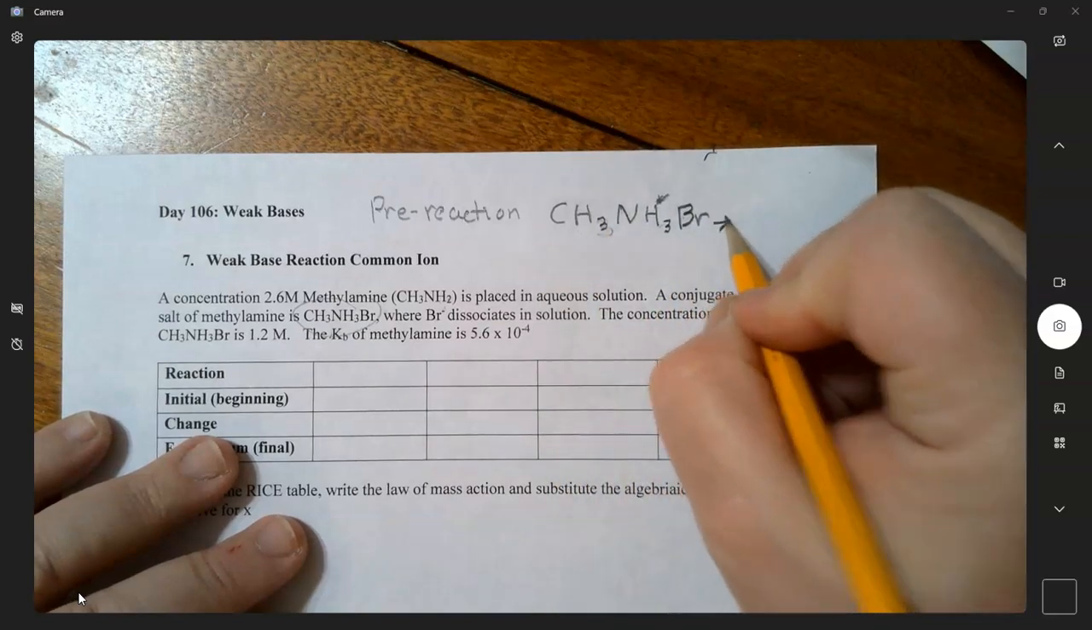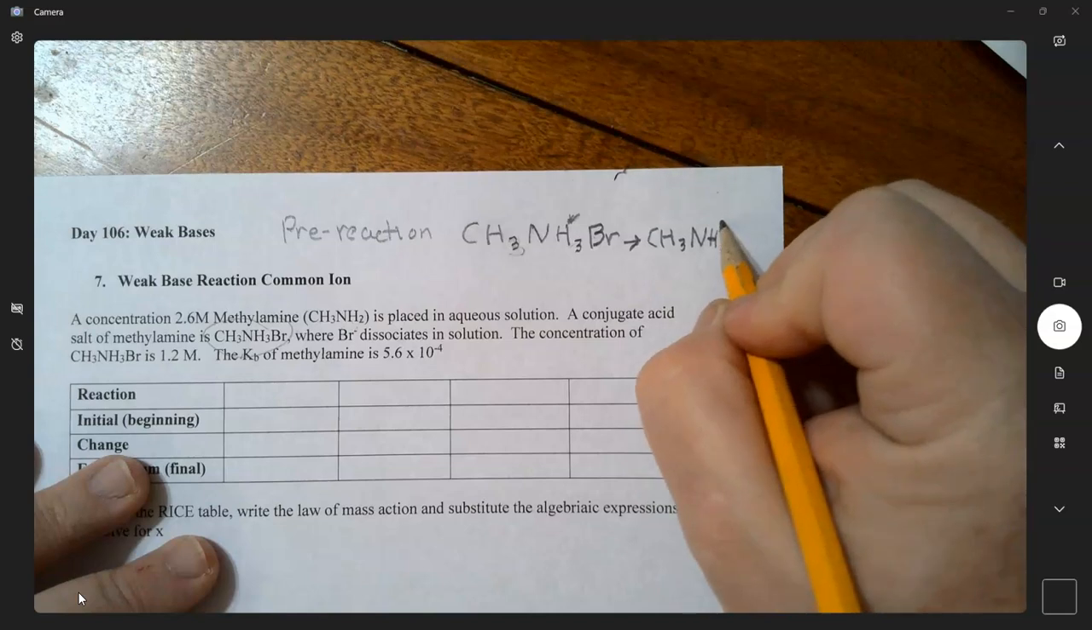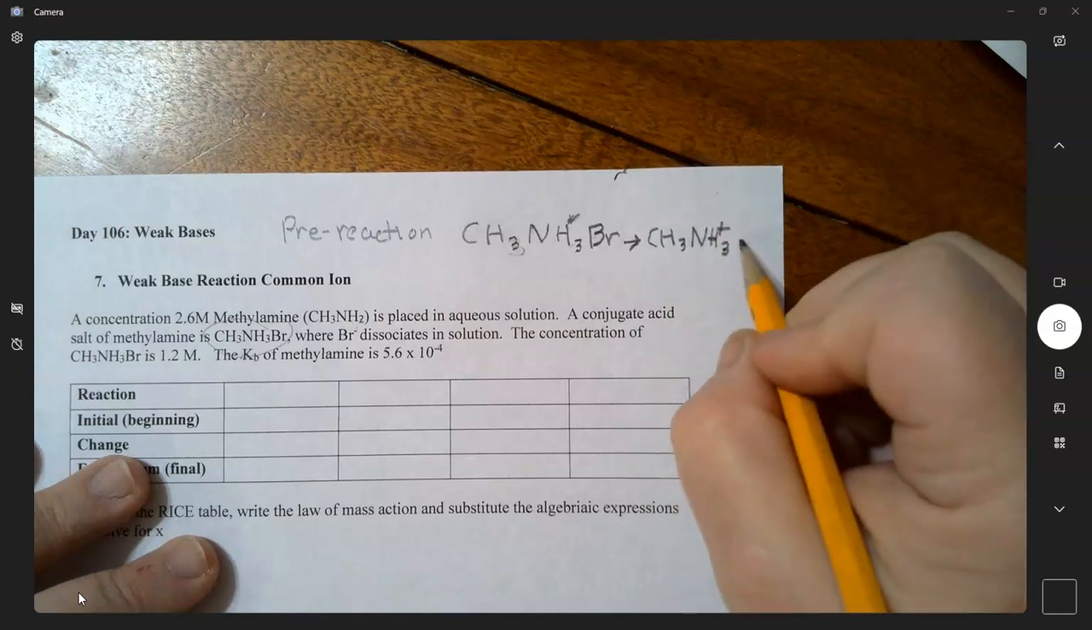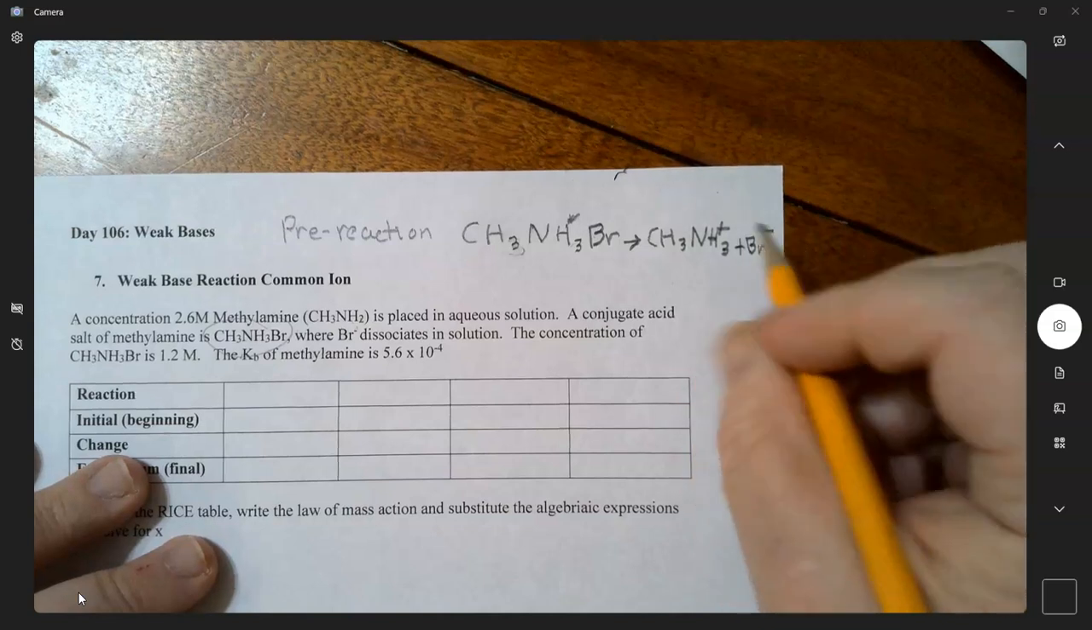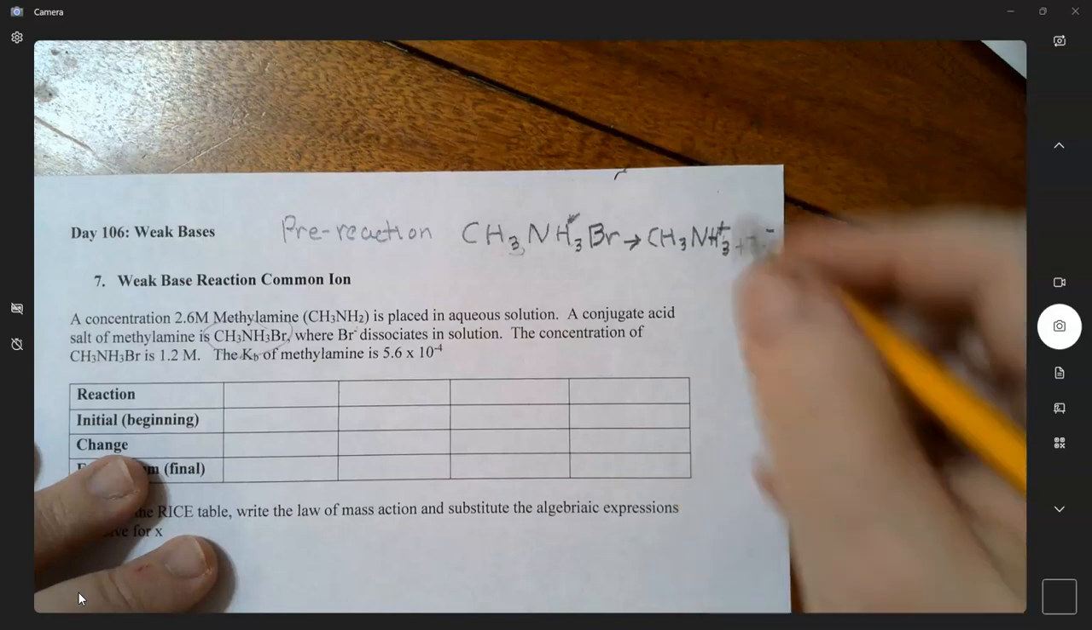So we're going to do this. So now it has a positive charge because the bromide is going to dissolve off. And that's a Br minus. So that's a plus sign. Let me write it a little clearer.